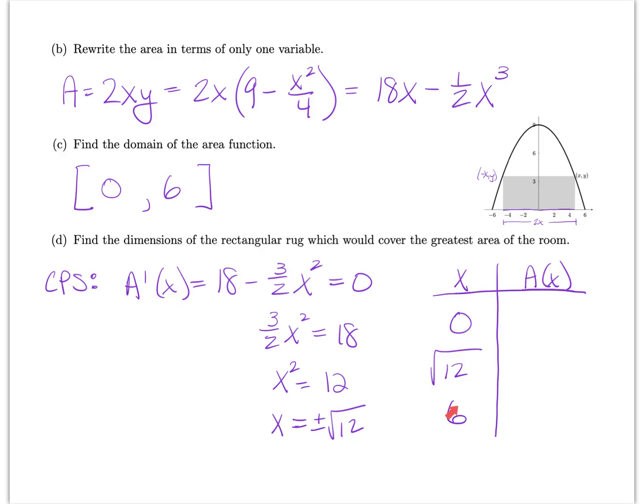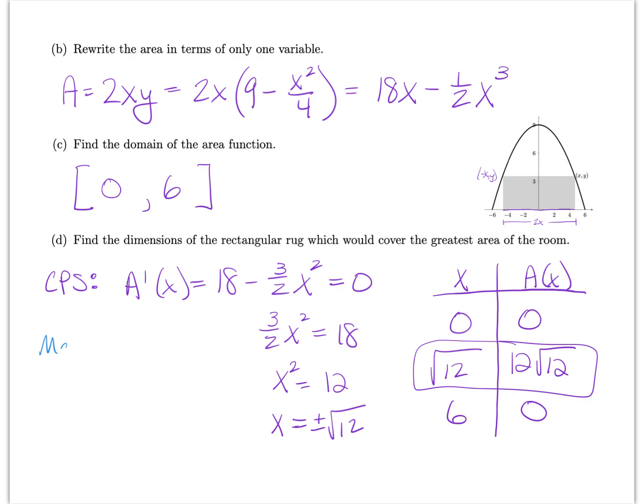When I plug these values into the area function, the endpoints give me 0. We already talked about that when we were figuring out the domain. Technically x could be 0, but you'd have no area. Technically x could be 6, but you'd have no width to the rug, so the area would be 0. If I put in root 12 here, I get 18 root 12 minus 1/2 times 12 root 12, which would be 12 root 12. And this is going to be my max.